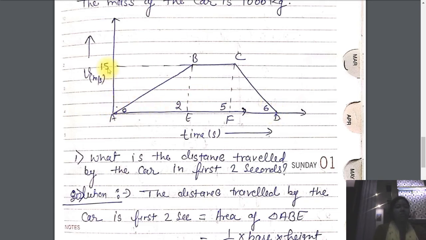Similarly, on the y-axis, along the velocity axis, we have written 15, that is 15 meter per second. So 15 meter per second is the velocity of the object. Now what do we have to calculate? We have to calculate the distance traveled by the car in the first 2 seconds. So the value AE represents the first 2 seconds of the journey of the car. We have to calculate the distance traveled during these first two seconds, not for the whole journey.